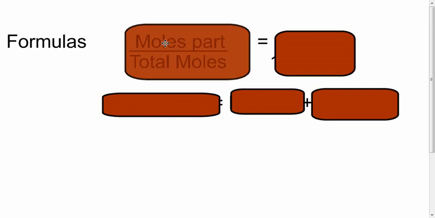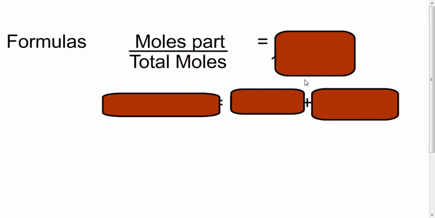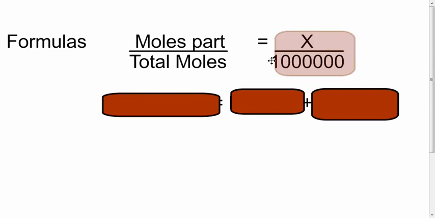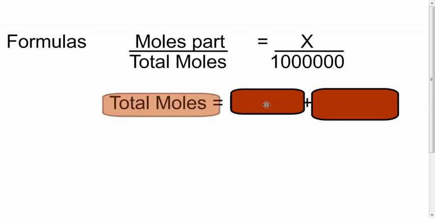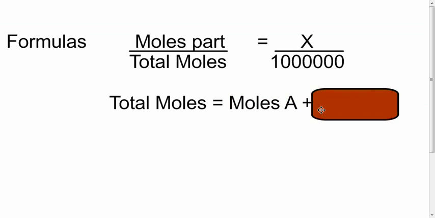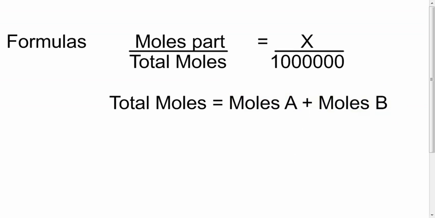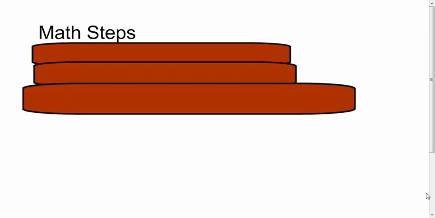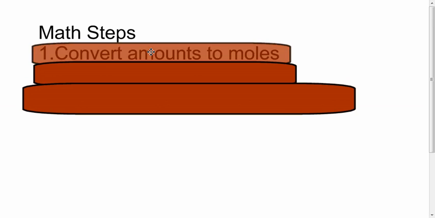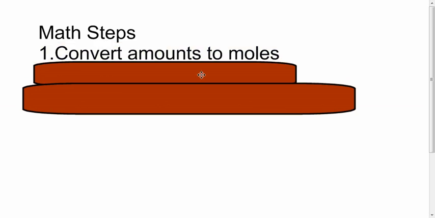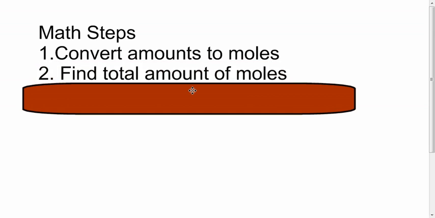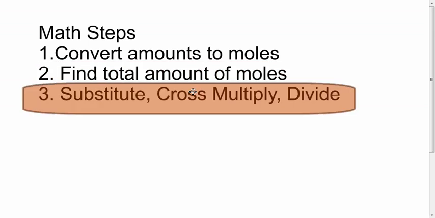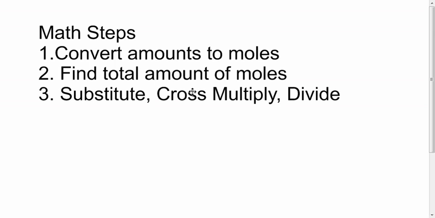Now the formulas we're going to need are these. There's two of them. It's how many moles of a part to the total moles equals x over a million or x over a billion, where the total moles, the bottom thing up here, is just basically the 2 moles added up. Now the math involved: first you convert your amounts to moles, find the total, and that's simply adding them up, and then you substitute in, cross multiply, and divide.